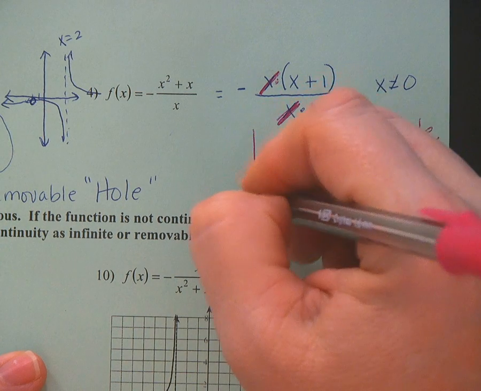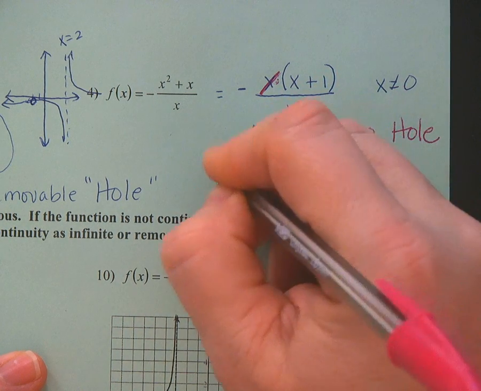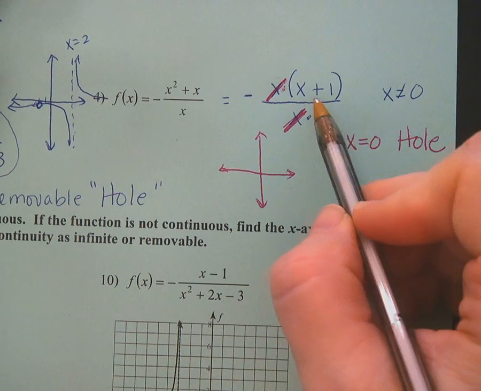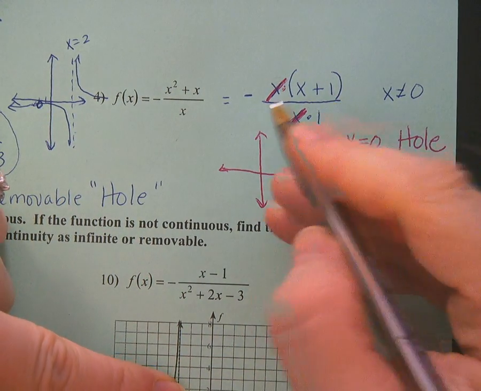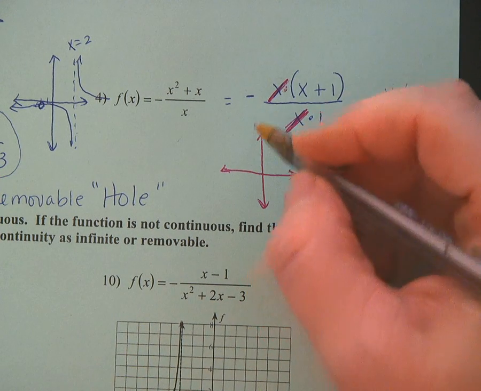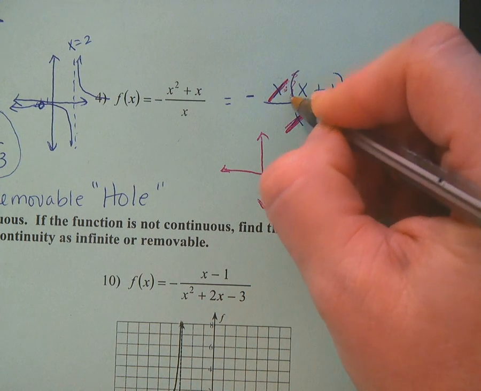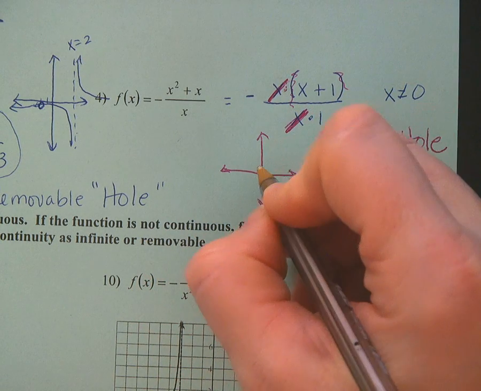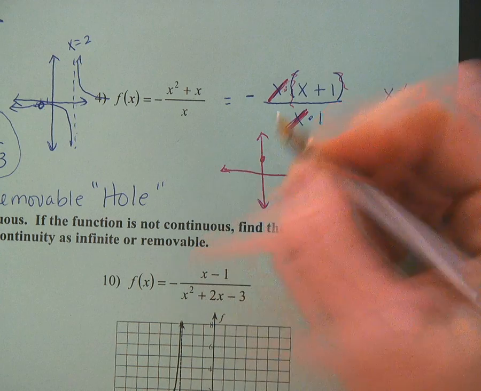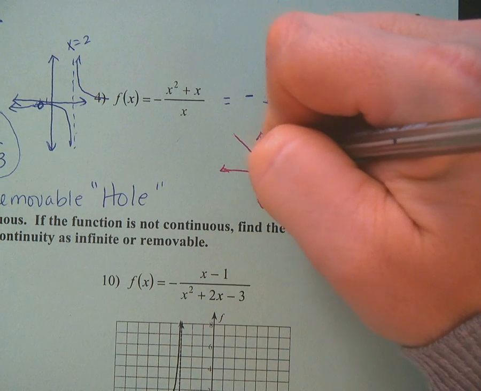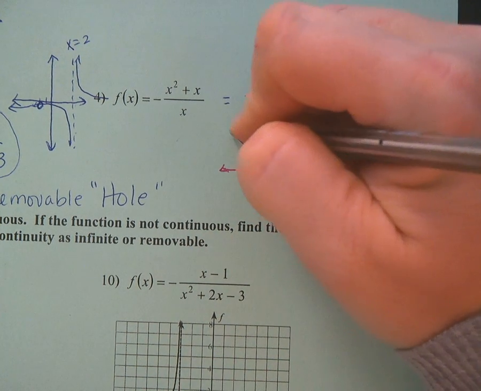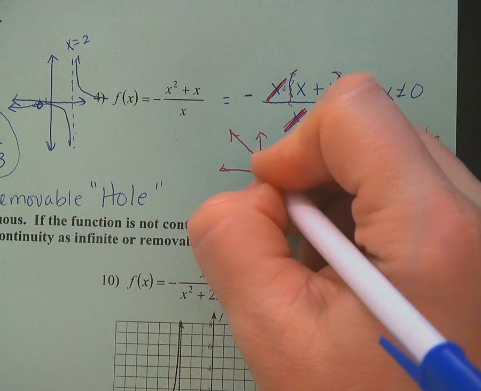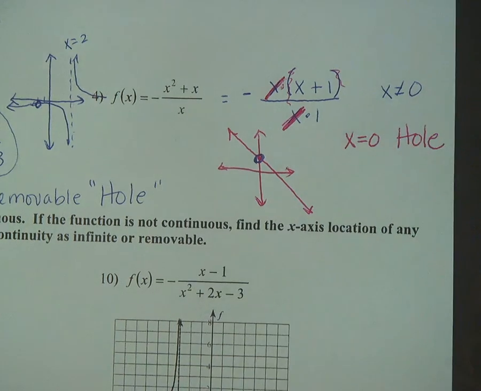Okay, so let's make a sketch of this. Our function ends up being negative x plus 1. Okay. And when we go to graph that, you just have a negative out front. So this means we have a y-intercept of positive 1, and it's sloping downward at a slope of negative 1. But at 0, we need to make a hole. So we just do an open circle like that.